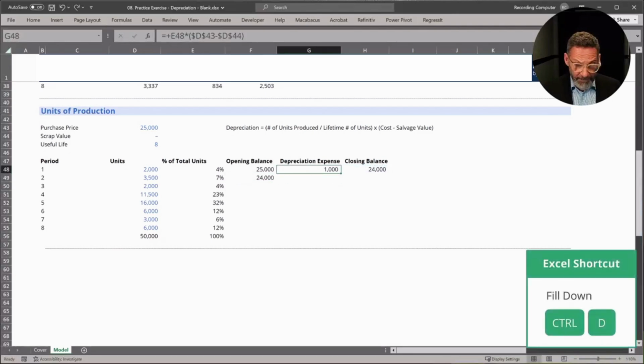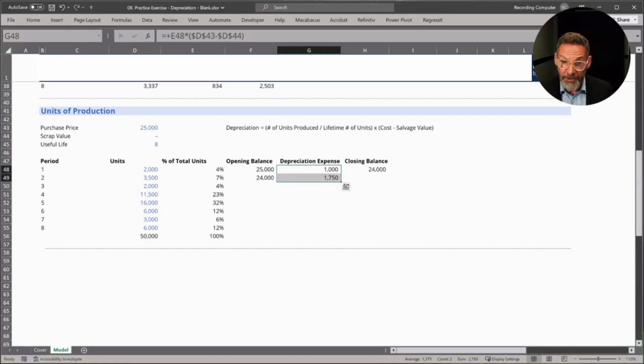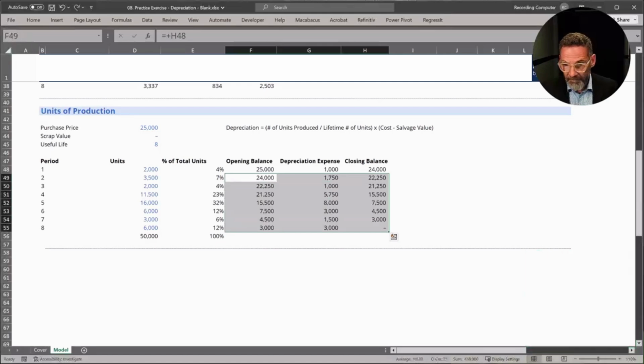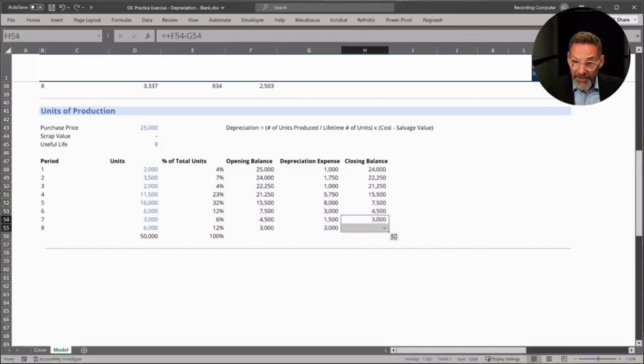I'm going to copy down, Control D, the depreciation expense for period 2. Why is it more? It's because 7% relates to that year. Our closing balance, I'll copy down, Control D, and then I'll copy this all down. Very much like our first depreciation exercise, we know we've done this right if at the end of the 8 years, the balance here matches our scrap value, which we know is 0. Let's just test that. Let's put scrap value of 5,000 in.